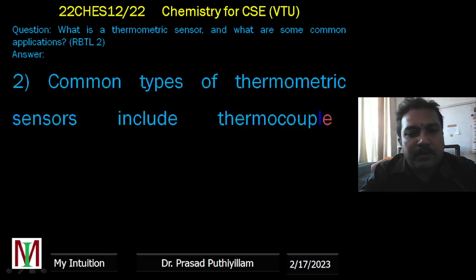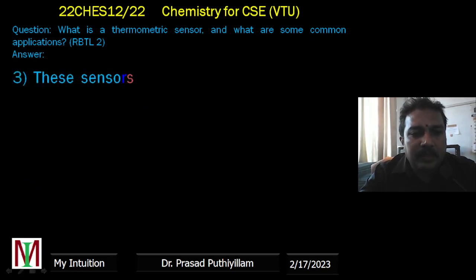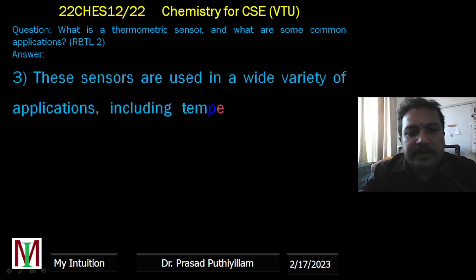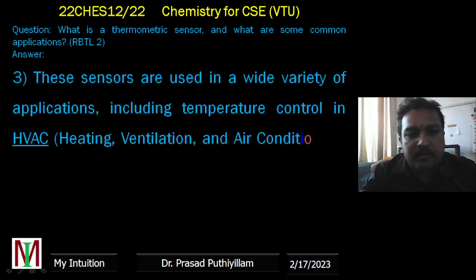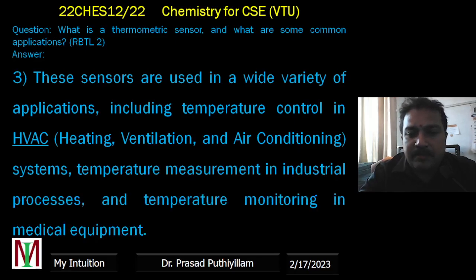Common types of thermometric sensors include thermocouples, resistance temperature detectors (RTDs), and thermistors. These sensors are used in a wide variety of applications, including temperature control in HVAC, that is heating, ventilation and air conditioning systems, temperature measurement in industrial processes, and temperature monitoring in medical equipment. In the previous slide we saw three types of sensors; I will explain them in detail in the coming questions.